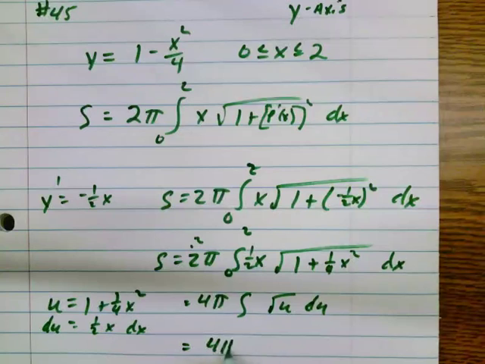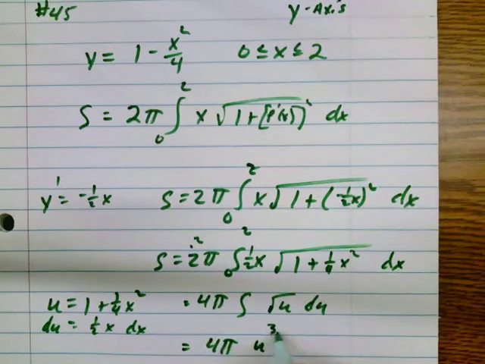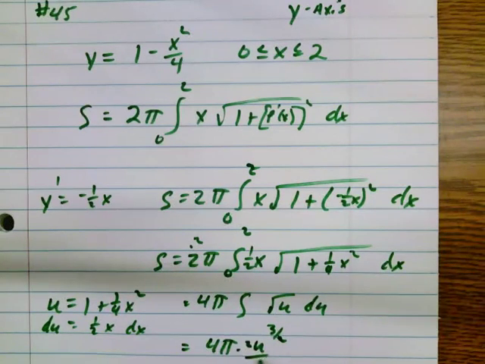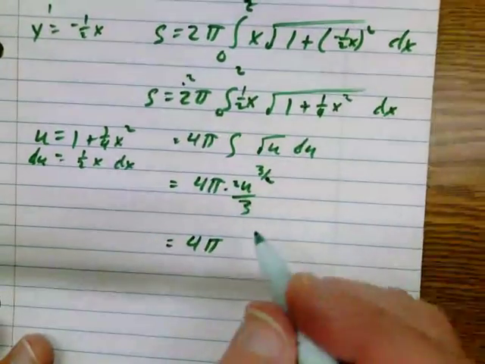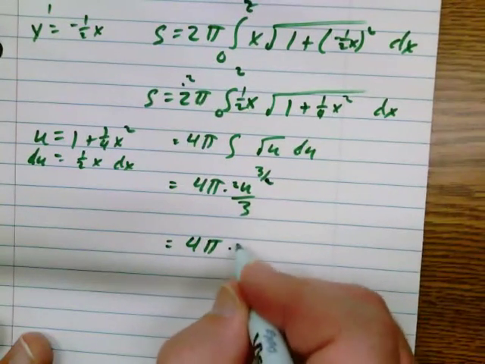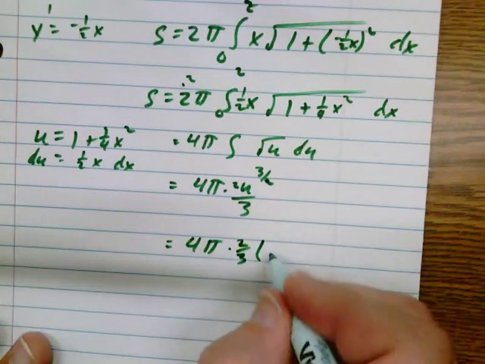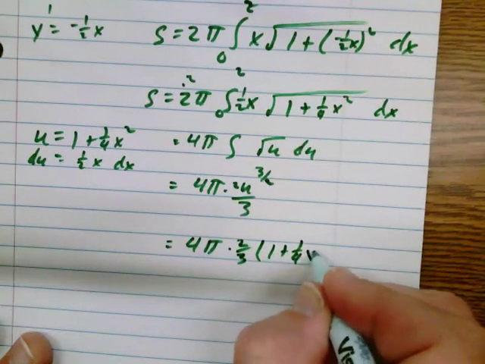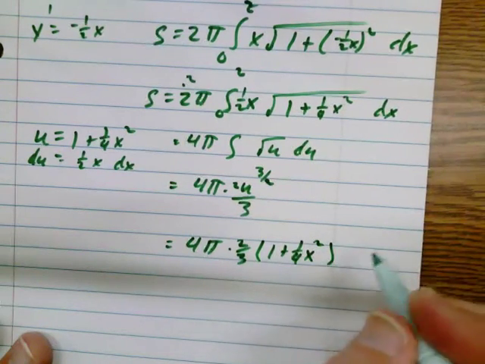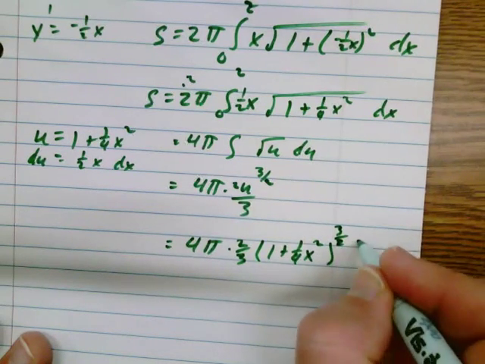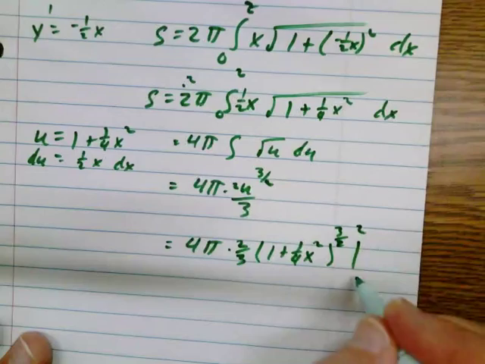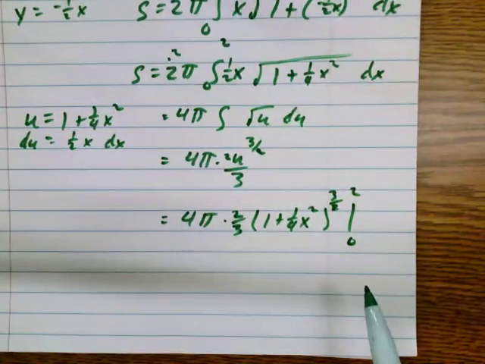Now the antiderivative of that is going to be u to the 3/2 multiplied by 2/3. I'm going to change that back into x, since we have 0 to 2. It wasn't that hard. So I've got my 4 pi times my 2/3. Change this back to 1 plus 1/4 x squared, and now that is to the 3/2. I'm going to evaluate that from 0 to 2. Now that I put it back in, it looks pretty ugly. Maybe it was worth my time and effort to change it back to u.